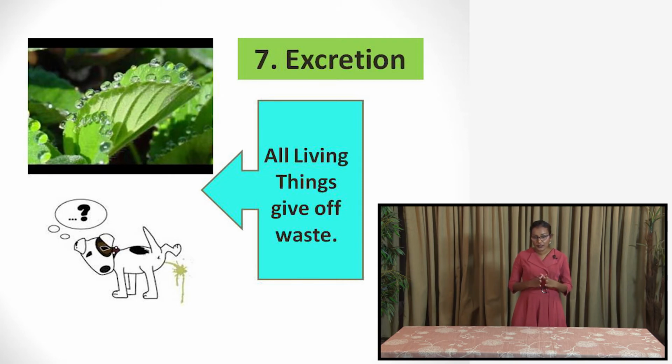If you look at the top picture, there's a plant and you have water droplets on the leaves of the plant. Now, plants give off excess water in a process called transpiration, right? And at the bottom there, you have a dog and it is urinating. Now, it is also giving off waste product from the body that it does not need, right? So all living things give off waste, which is called excretion.